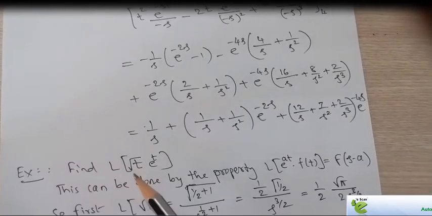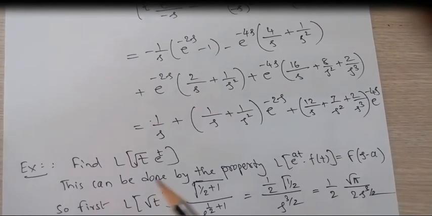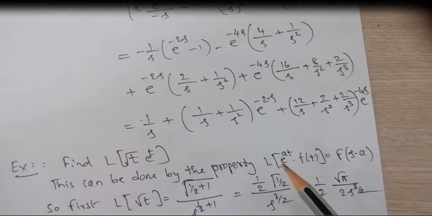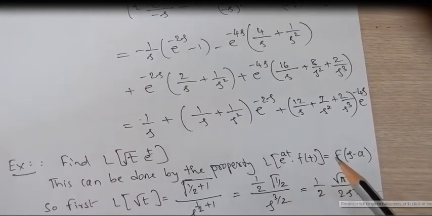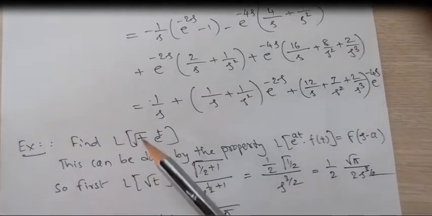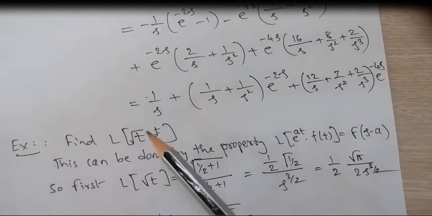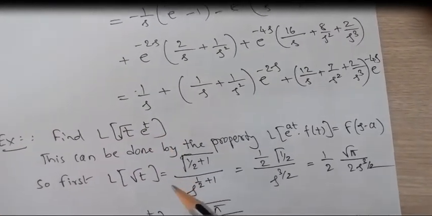Next, the Laplace transform of root t into e raised to t. This can be done by the property: the Laplace transform of e raised to at into f of t is equal to f of s minus a. So first, the Laplace transform of root t. Once we know this, we can easily write the Laplace of root t into e raised to t.